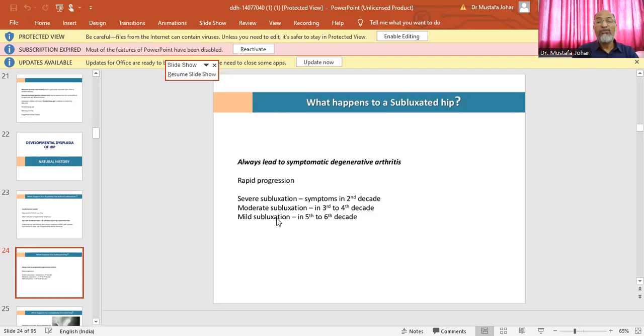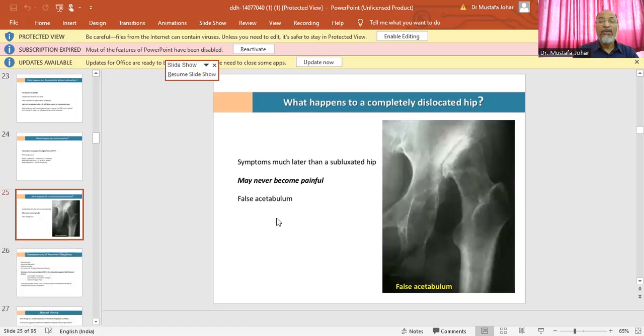So it always leads to symptomatic degenerative arthritis if it is not treated or not given care, and rapid progression occurs, and you have got severe subluxation. The symptoms appear in the second decade. If it is moderate subluxation, the symptoms appear in the third to fourth decade, and if it is mild subluxation, it may be tolerated till the fifth or sixth decade.